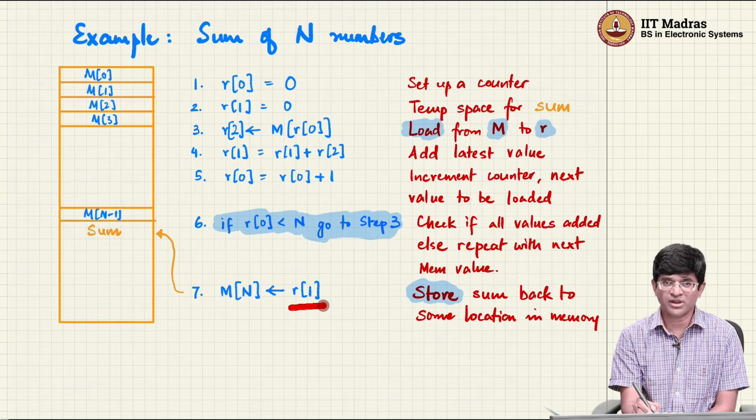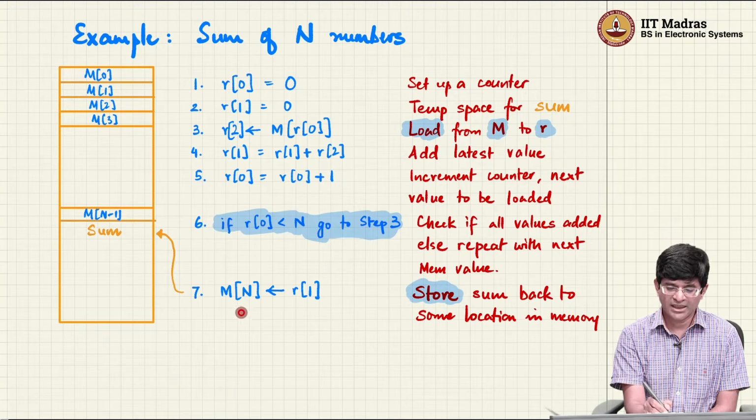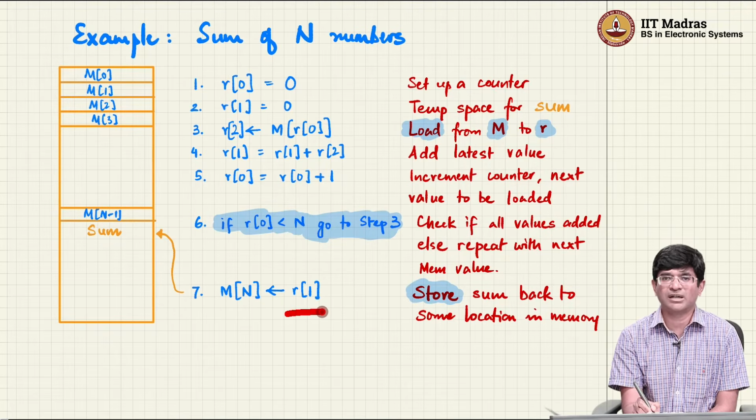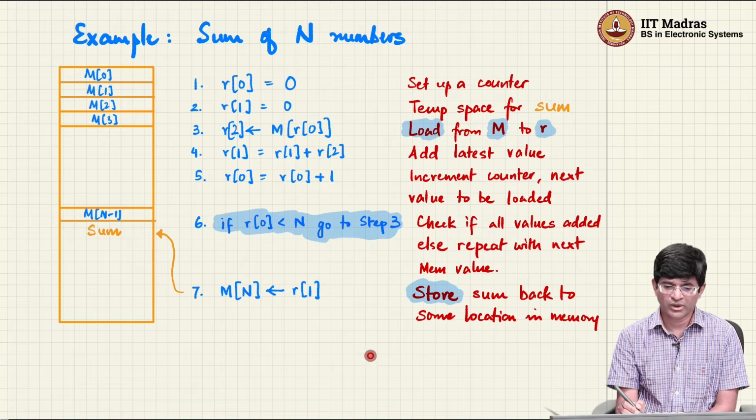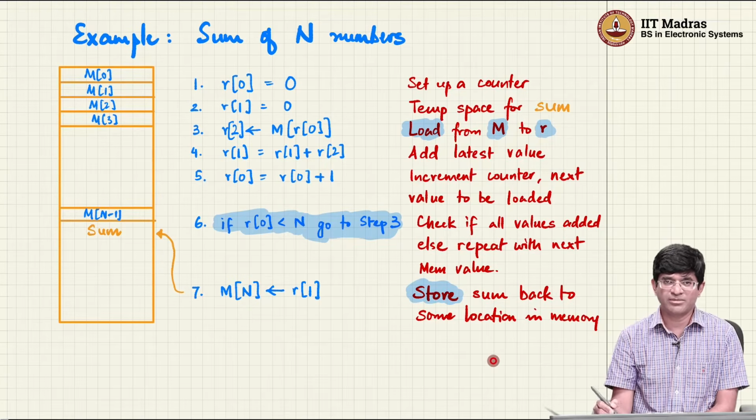I basically take R1 and store the result back into a location in memory, right? I say M of n gets the value from R1. That's interpreted as a store, okay? So this, in other words, is another program, similar in terms of the kinds of operations.